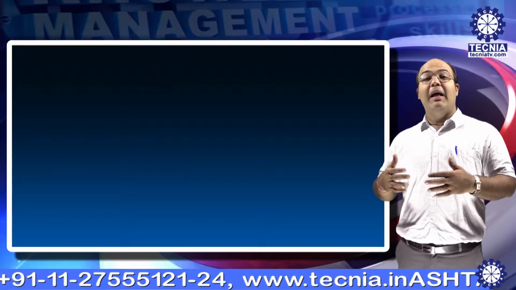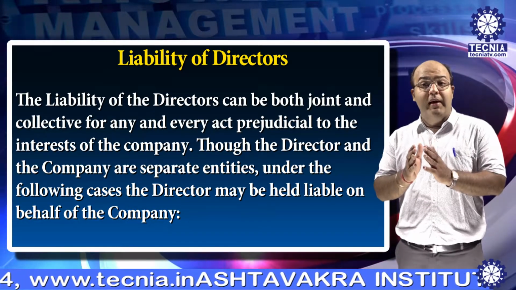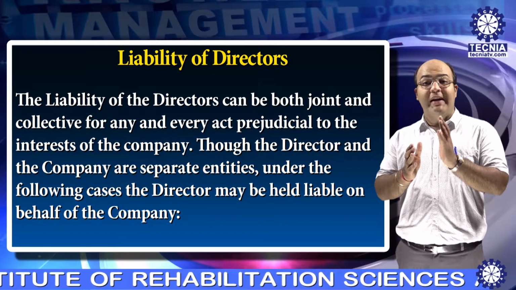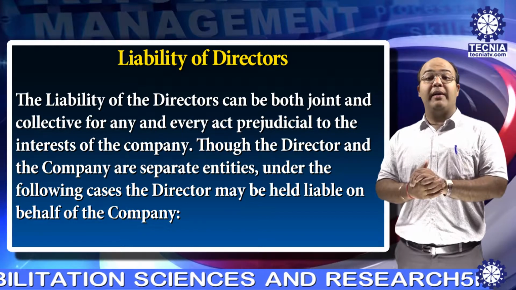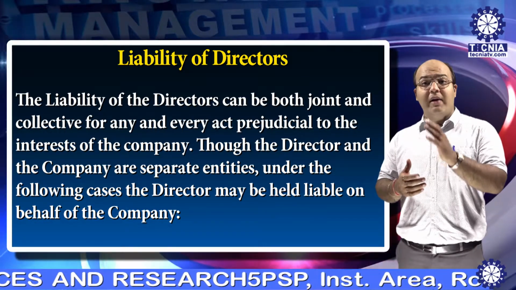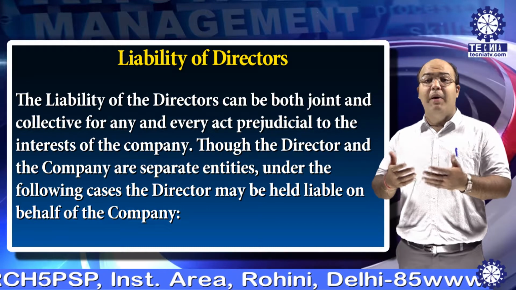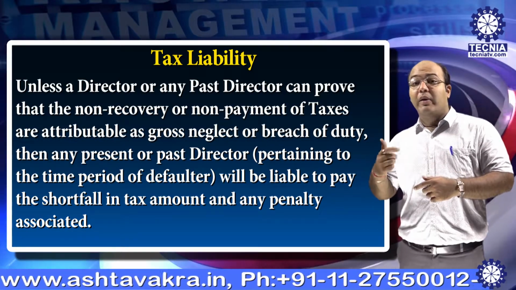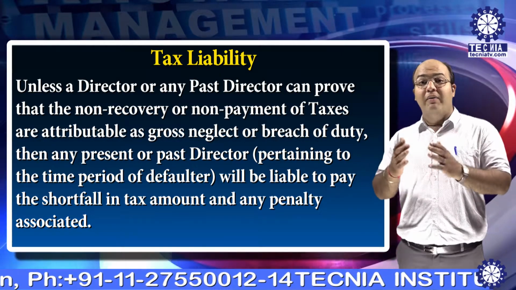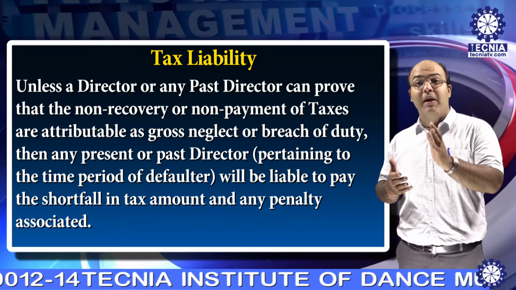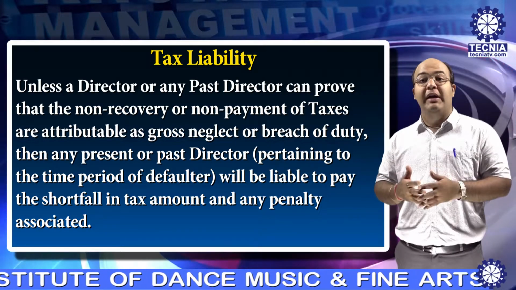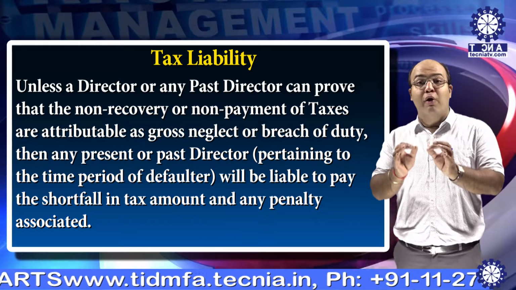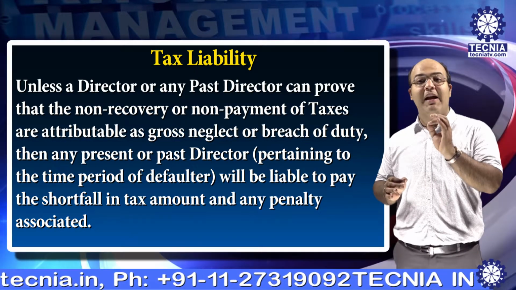Now we will discuss liability of directors. The liability of the directors can be both joint and collective for any and every act prejudicial to the interest of the company. Though the director and the company are separate entities, under the following cases the director may be held liable on behalf of the company. First, tax liability. Unless a director or any past director can prove that the non-recovery or non-payment of taxes is not attributable to gross neglect or breach of duty, then any present or past director will be liable to pay the shortfall in tax amount and any penalty associated.